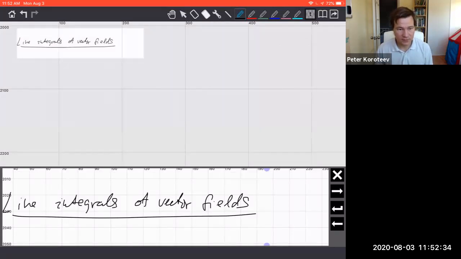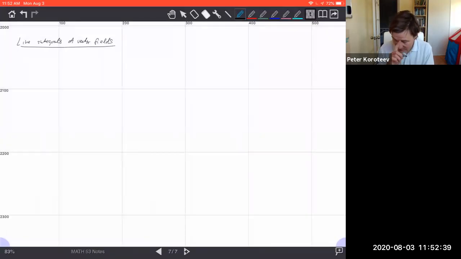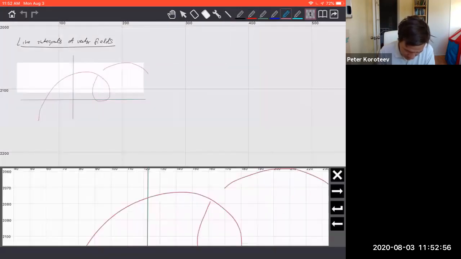So now, we talked about scalar fields, and now let's say we want to learn how to integrate a vector field over a curve. Say there's a curve like that. Since a vector field is defined everywhere in space, in particular, it's defined everywhere on the curve, right?